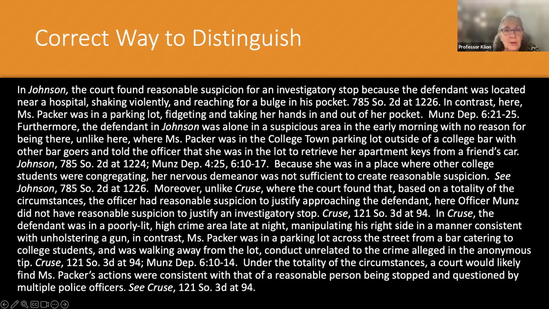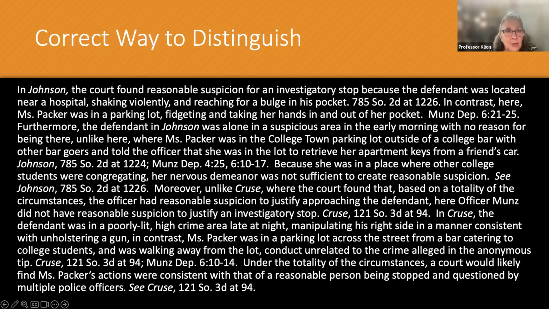Cite to Johnson. In contrast here, Ms. Packer was in a parking lot, fidgeting and taking her hands in and out of her pocket. Cite to your record. Furthermore, the defendant in Johnson was alone in a suspicious area in the early morning with no reason for being there. Unlike here, where Ms. Packer was in the college town parking lot outside of a college bar with other bar goers and told the officer that she was in the lot to retrieve her apartment keys from a friend's car. Cite to both Johnson and to your record.